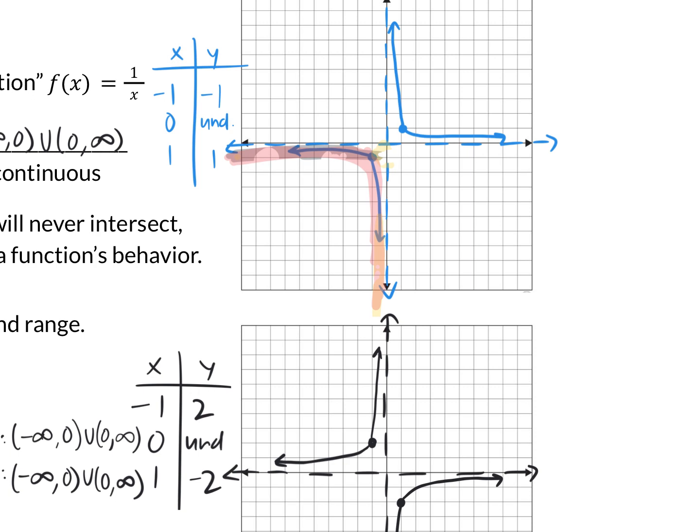That is a decreasing function. And then if I look on the second half of the graph from left to right, my y values are getting smaller, so it's also a decreasing function or decreasing interval of that function.